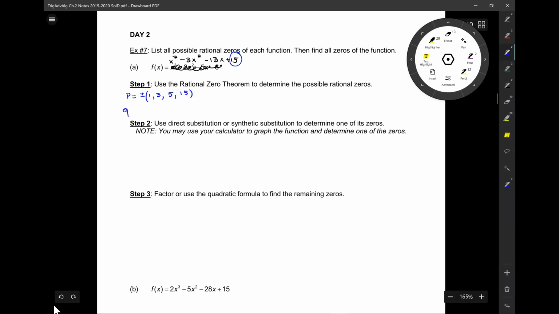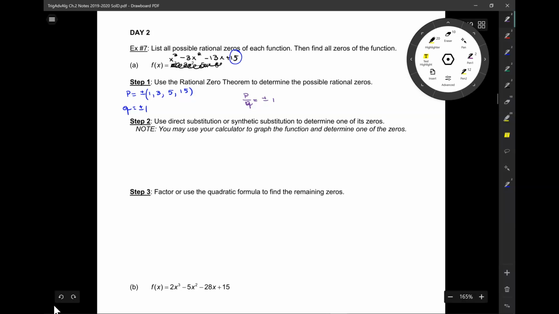And then what will be the coefficient to use for q? 1. So the factors of 1 are plus or minus 1. Now, when I do p over q, it's plus or minus all of these divided by 1. So it's plus or minus 1 over 1, which is 1, 3 over 1, 5 over 1, 15 over 1.